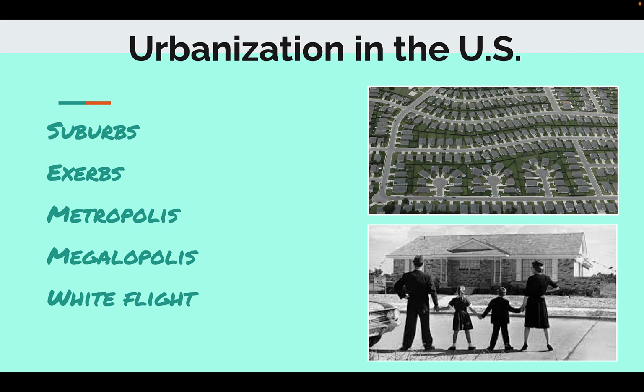So together, the suburbs, exurbs, and metropolitan areas combined to form a metropolis. New York was the first U.S. megalopolis, a huge urban corridor encompassing multiple cities and their surrounding suburbs. So these metropolises use vast quantities of natural resources and are a growing part of the U.S. landscape. So we can't talk about suburbs and exurbs without really dealing with the issue of white flight.